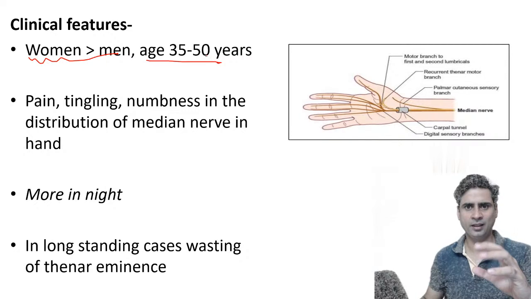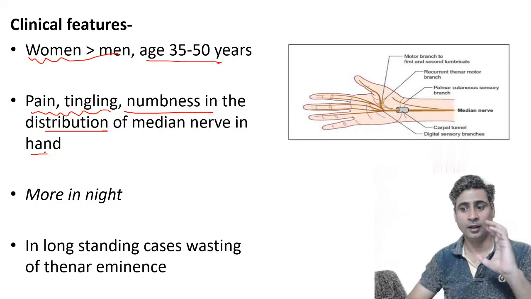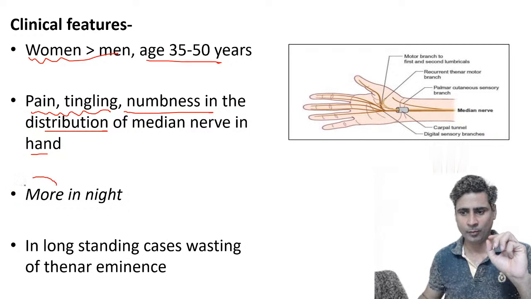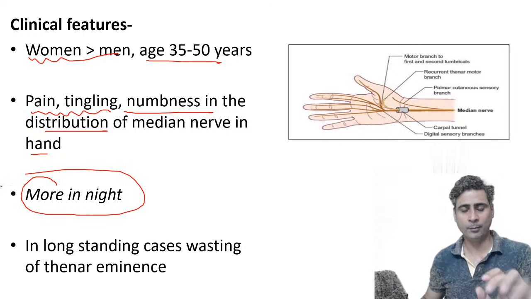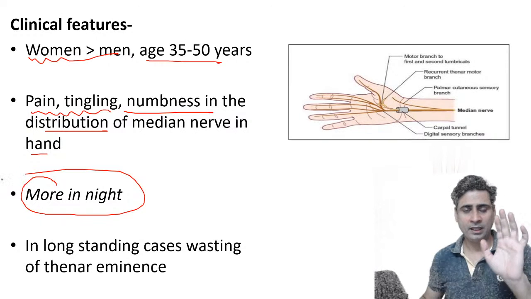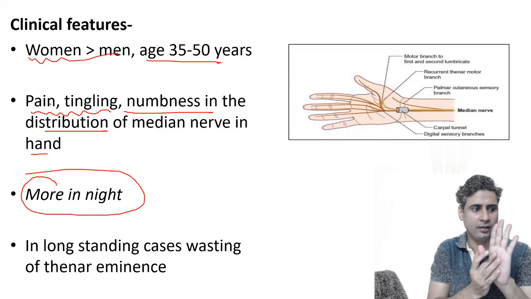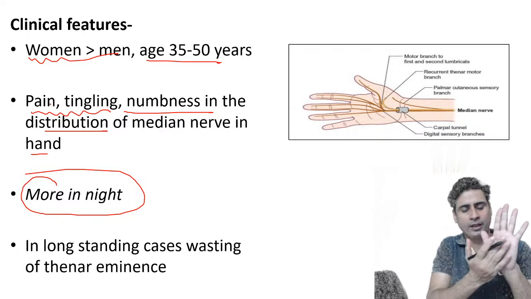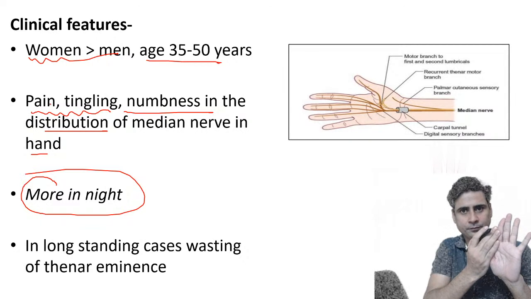The classical presentation will start with pain and tingling in the distribution of the median nerve. Finally, there will be numbness in the distribution of the median nerve, and symptoms initially will be more at night. And here you should remember, whenever I am saying these symptoms are in the distribution of the median nerve, in the hand the sensory distribution of the median nerve is the lateral 2/3 of the palm and lateral 3.5 fingers.